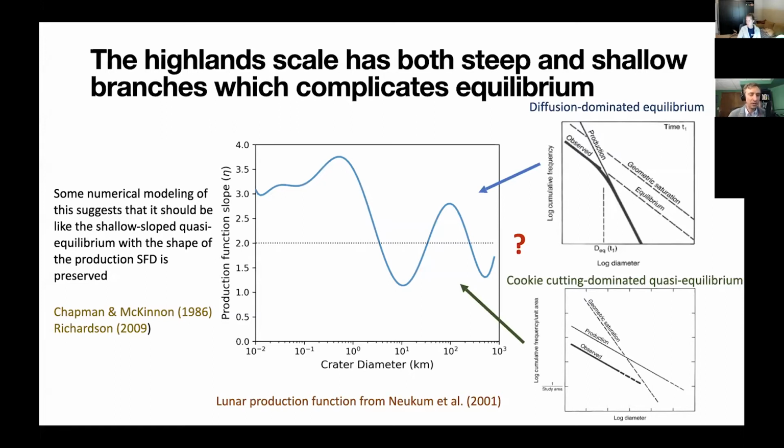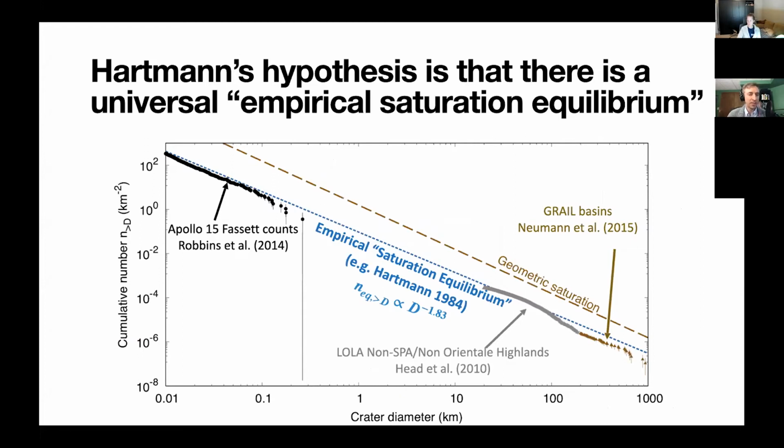And so what really do you get? People have been looking at this numerically, and most of the conclusions have been it's something more like this than like this. Just as an aside, Bill Hartmann has long had this hypothesis that there's really one kind of equilibrium. It's called empirical saturation equilibrium. It's a size distribution that fits from the small end to the big end with a slightly shallower than -2 slope. This is based on observing that you can fit a line from the highland scale craters to the mare-scale craters, and everything fits along that power law.